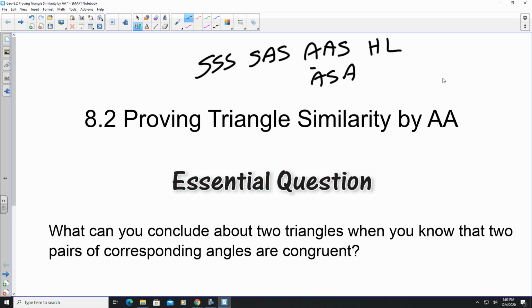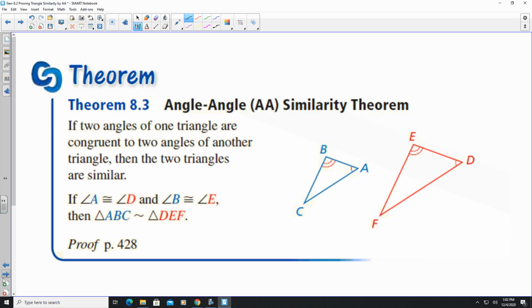In similarity of triangles, there's actually only 3. And one of them is being able to show that you have at least 2 congruent angles with respect to the corresponding angles of 2 triangles. So that's what they're saying here, is that if 2 angles of one triangle are congruent to 2 angles of another triangle, then you can conclude that the 2 triangles are similar.